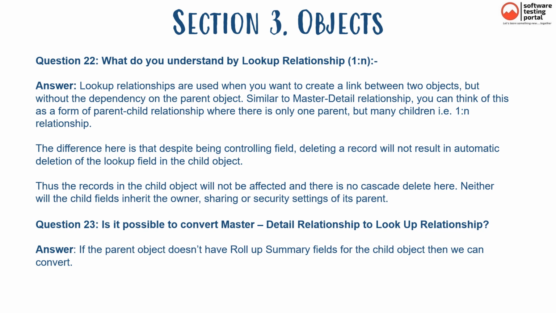1:N relationship. The difference here is that despite being the controlling field, deleting a record will not result in automatic deletion of the lookup field in the child object. Thus the records in the child object will not be affected and there is no cascade delete here. Neither will the child records inherit the owner, sharing or security settings of their parent.